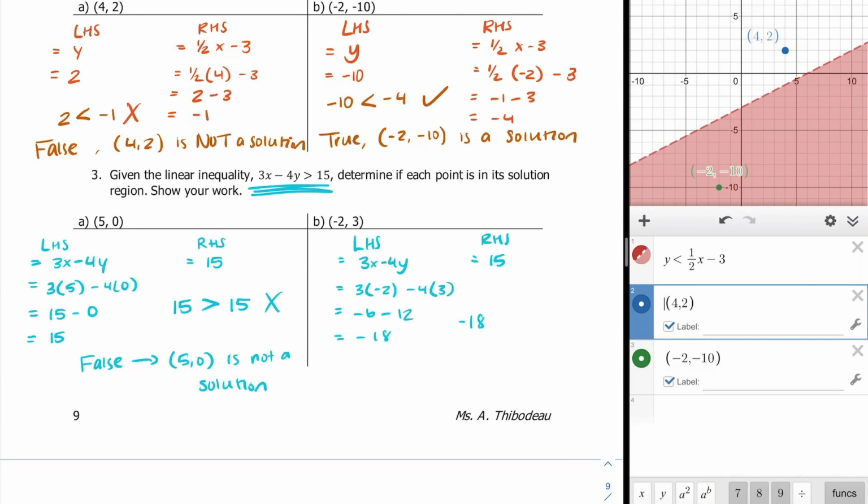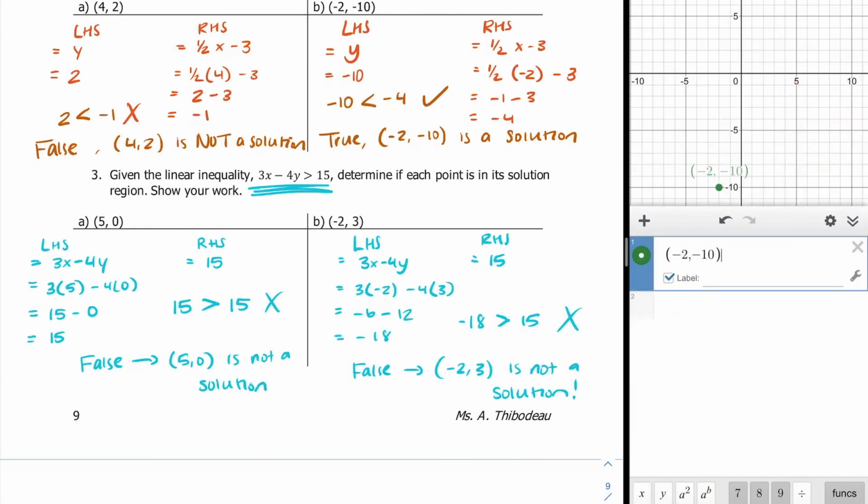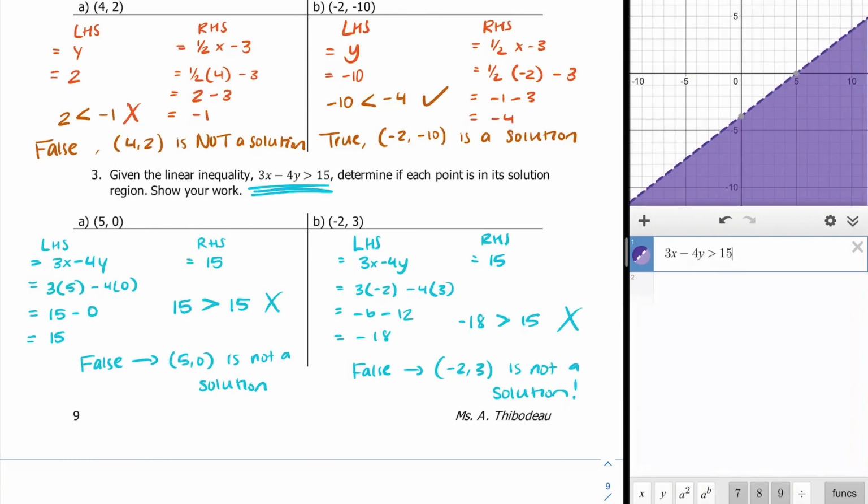And similarly, my inequality suggests that my left-hand side, my negative 18, should be greater than my right-hand side, which is 15, which is again false. Since it is false, that implies that negative 2, 3 is not a solution. And again, we can check with Desmos just to ensure that we're not crazy psycho people. So we have 3x minus 4y, and that should be greater than 15.